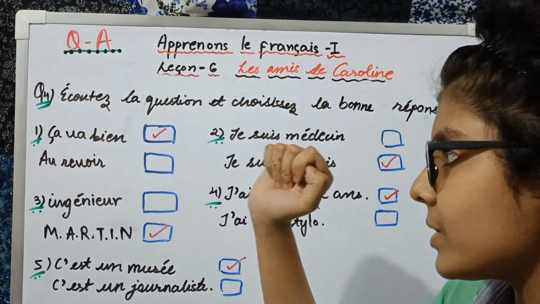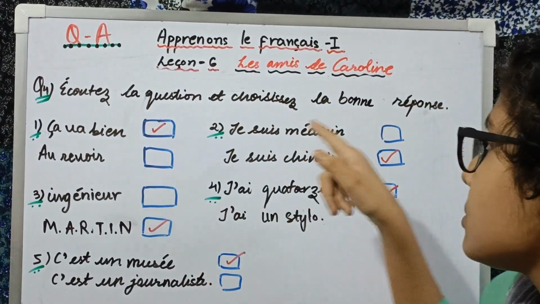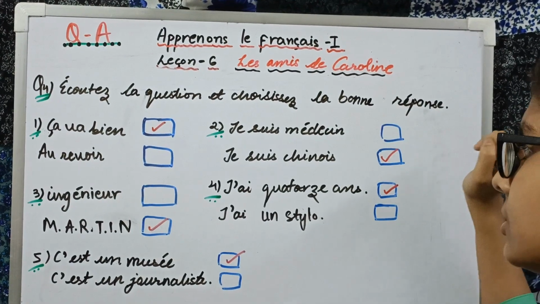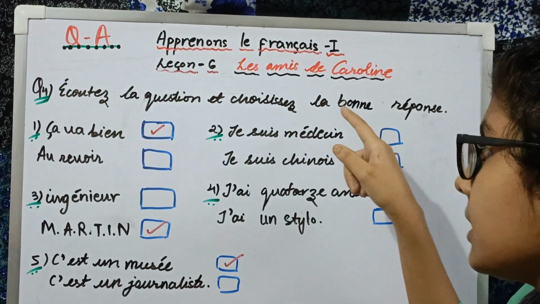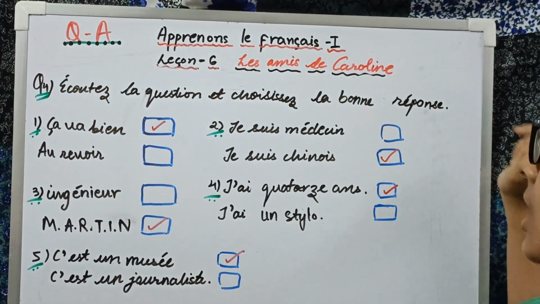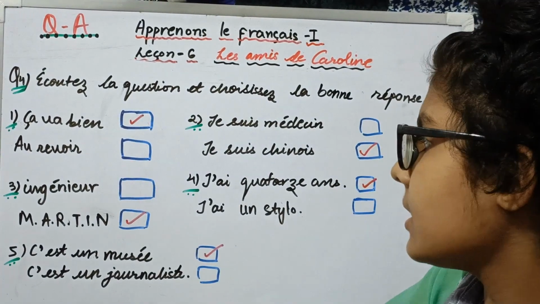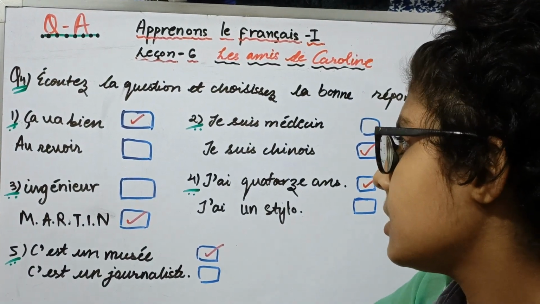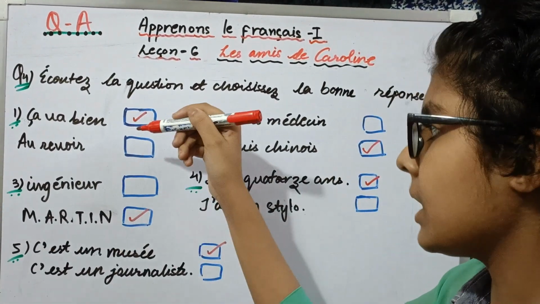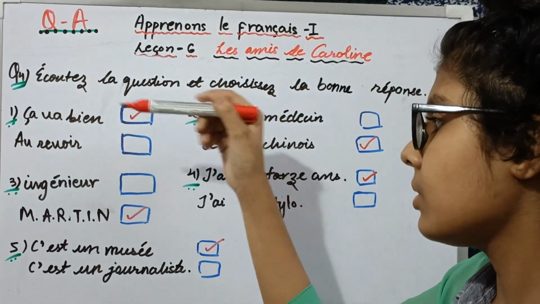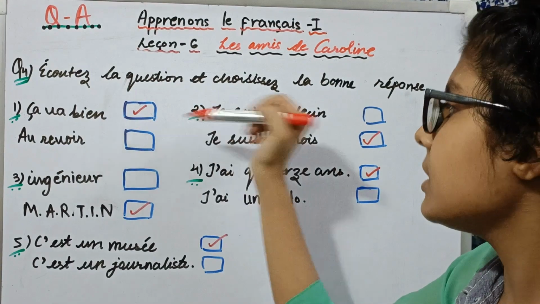So here we are at question number 4, and let us quickly read it out. Écoutez la question et choisissez la bonne réponse. It means listen to the question, écoutez means listen, and choisissez means choose the correct answer. So this is a listening assessment that you all need to do, and I've just marked the question as per your book. For the first one, we have two sentences: ça va bien, I'm fine, and then au revoir, goodbye. So ça va bien is the correct answer.